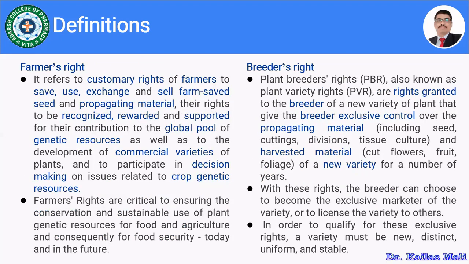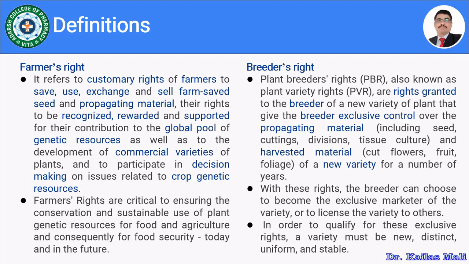Let us move towards the farmer's right. As such, a particular definition of the farmer's right is not available. The farmer's right refers to the customary rights of a farmer to save, use, exchange, and sell farm-saved seeds and propagating material. Their rights are to be recognized, rewarded, and supported for their contribution to the global pool of genetic resources, as well as to the development of commercial varieties of plants, and to participate in decision making on issues related to crop genetic resources. So this is the farmer's right.